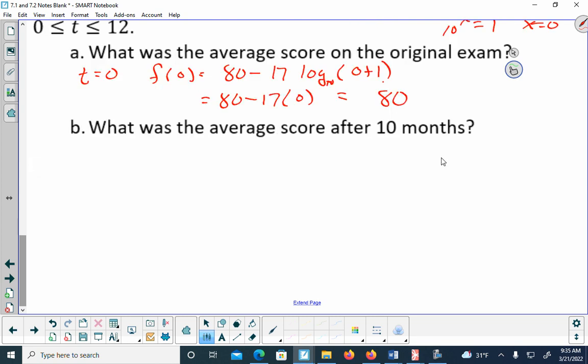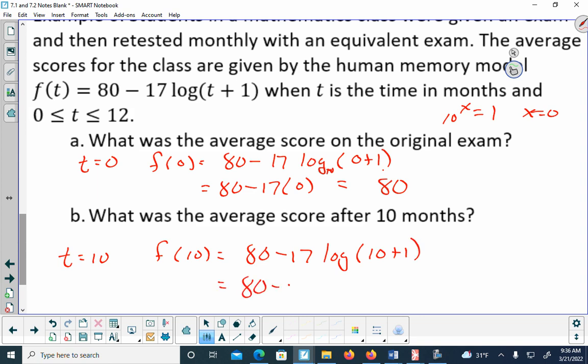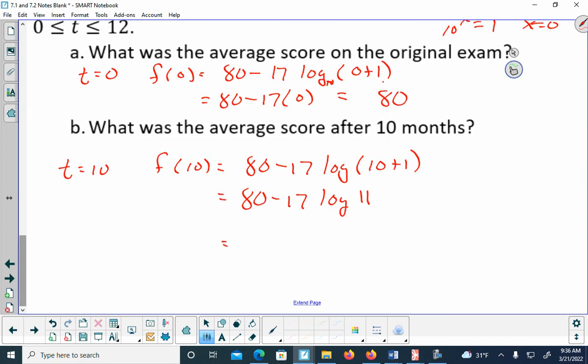Then what was the average score after 10 months? I'm just going to say t is equal to 10. So f of 10 is equal to 80 minus 17 log of 10 plus 1. The only way you can really do this one, because you can ask yourself 10 raised to what power is equal to 11, you're not going to be able to figure that out. So you're going to throw that in your calculator, and when you add the 80, you're going to end up with 62.3. So the average after 10 months is going to be 62.